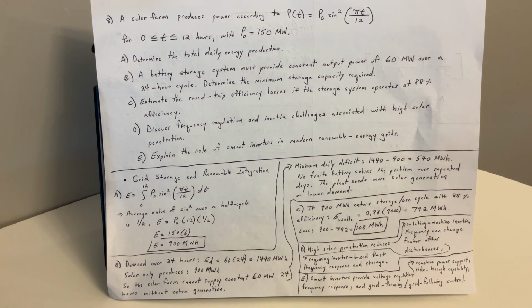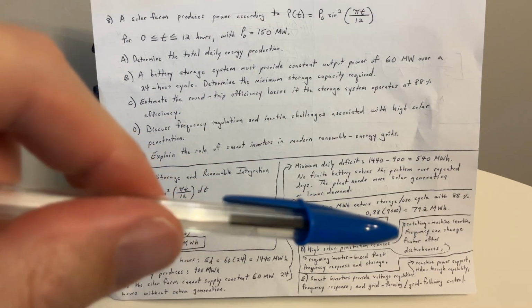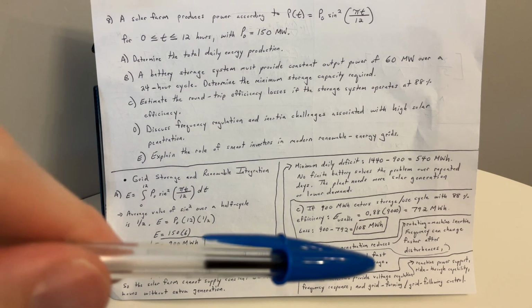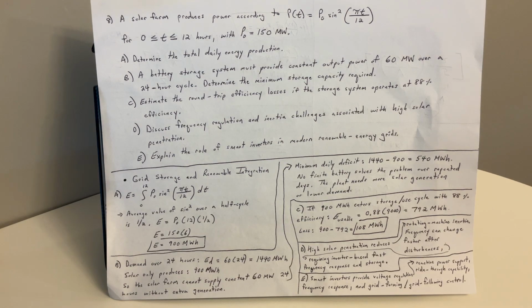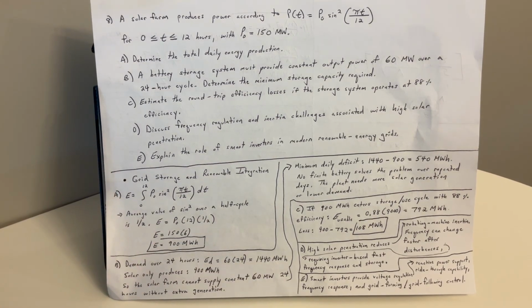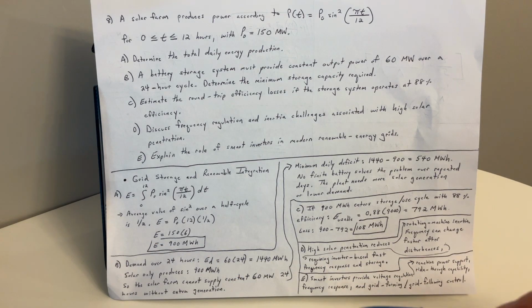Okay, letter D, high solar penetration reduces rotating machine inertia. Frequency can change faster after disturbances, requiring inverter-based fast frequency response and storage. Letter E, explain the role of smart inverters in modern renewable energy grids. Letter E here, smart inverters provide voltage regulation, reactive power support, ride-through capability, frequency response, and grid forming, grid following control. Okay, so that takes care of number 8.